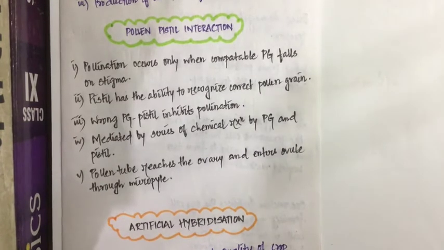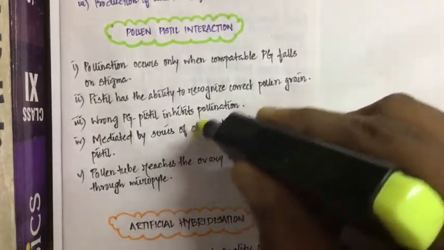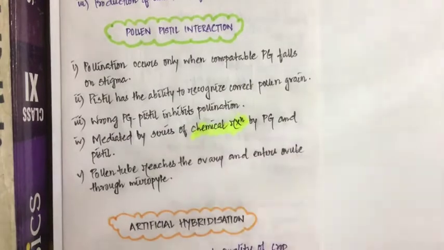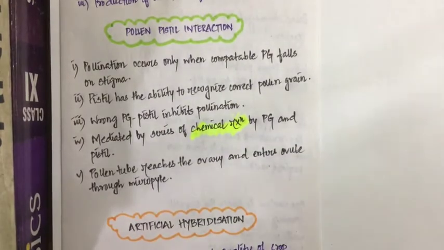So the pistil has this ability to recognize the correct pollen grain, right? The pistil has a nice ability to recognize that this pollen grain is correct, this pollen grain is compatible. With the wrong pollen grain, the pistil inhibits the process of pollination. Now how does it recognize that it is a correct pollen grain? Very simple. It is mediated by a series of chemical reactions between pollen grain and pistil. Very important thing. Through this series of chemical reactions, they make sure that the pollen grain is compatible and the process of pollination should move forward.